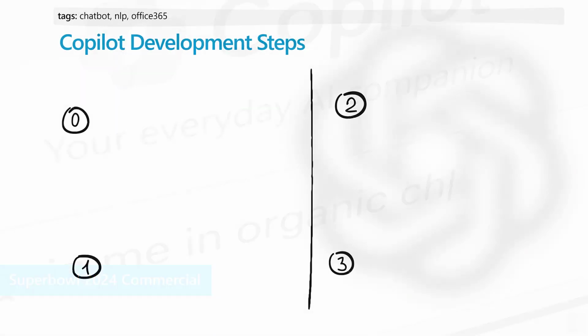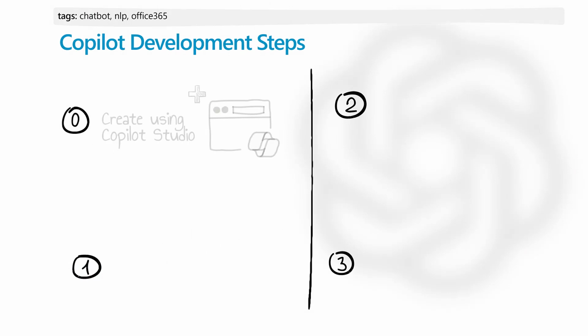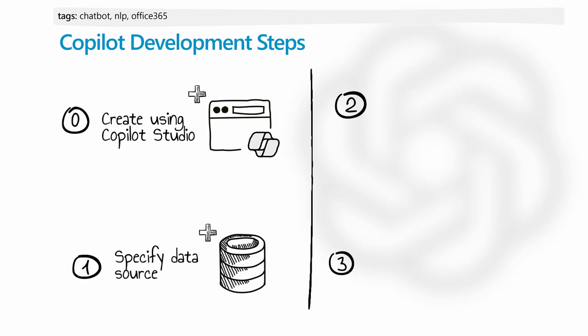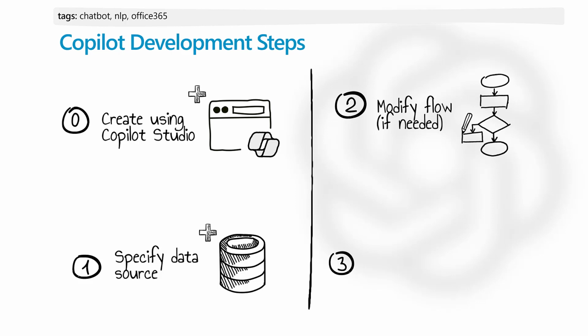Developing a copilot is very straightforward and involves some simple steps. You start by creating a copilot using Copilot Studio. Then you specify a data source. You can modify the workflow of the chatbot visually without writing any code. And as a last step, you publish the chatbot to a channel. This session will cover the steps shown in green here.